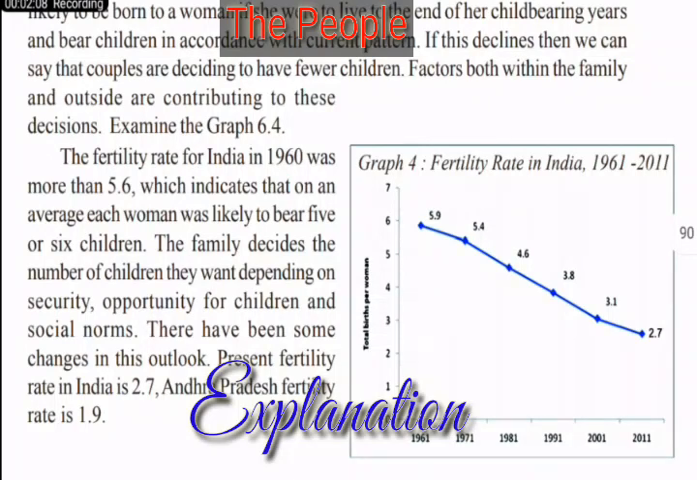In 1961, the fertility rate in India was 5.9, and in 2011 it came down to 2.7, and in 2020 it can be changed to somewhere 2.1 or 1.9 or 1.5. There's a possibility. Check. In Andhra Pradesh, in the beginning it was different. But now that came down to 1.9.